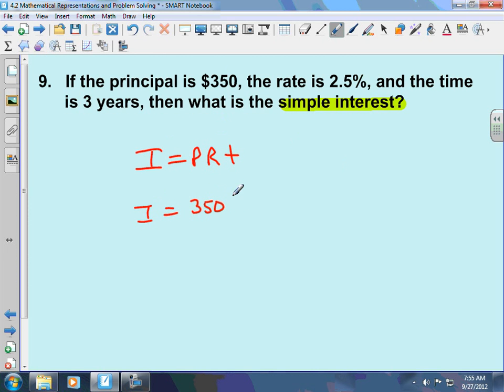So I equals, P is my principal, $350, times my rate, 2.5%. Please don't forget to put the percent sign on there. T is my time, 3 years. So the interest that is in my account after 3 years is $350 times 2.5%, times 3, and that all equals $26.25. I equals $26.25. So $350 in 3 years at 2.5% will earn you $26.25.